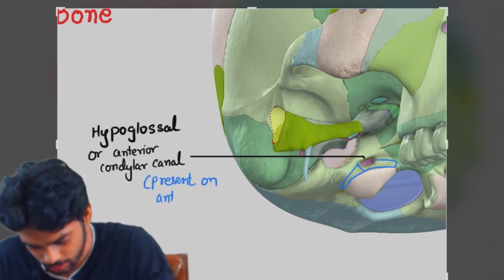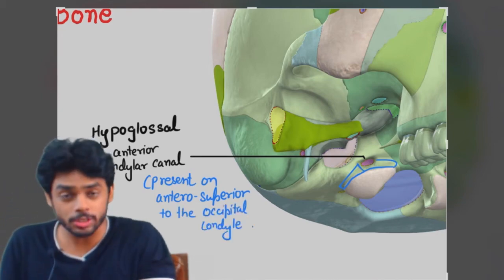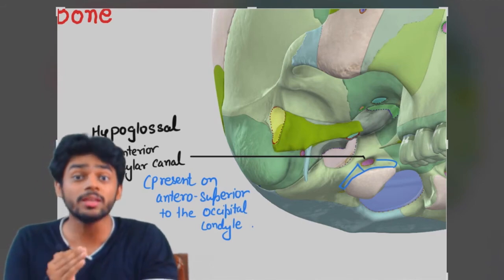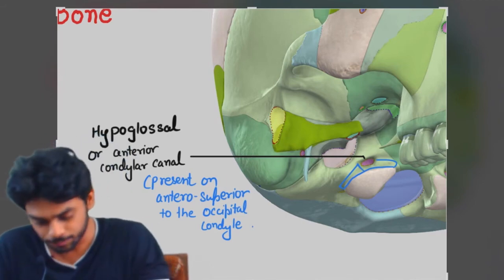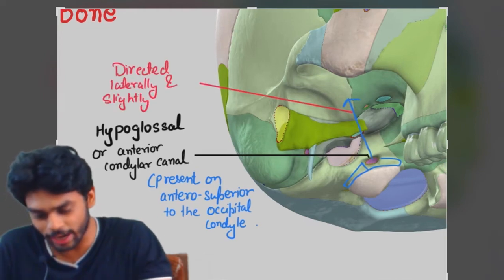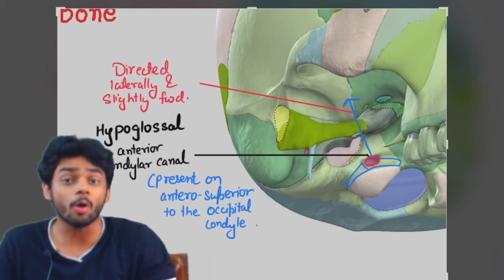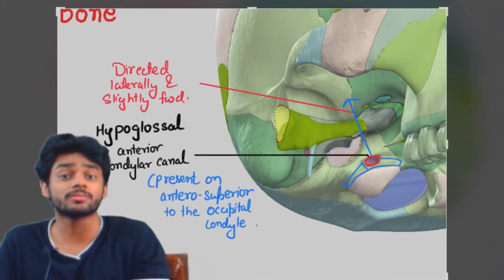This is present anterosuperior to the occipital condyle. Can you see the occipital condyle? And it is superior and in the anterior part. And this is directed laterally and slightly forward. Can you see how it is directed? What is the direction? Okay.